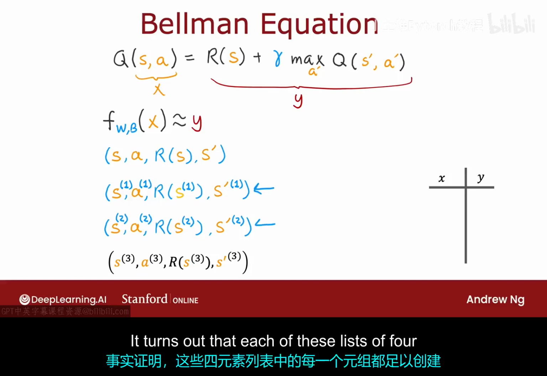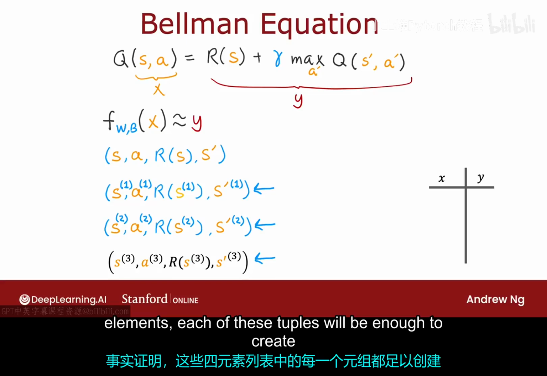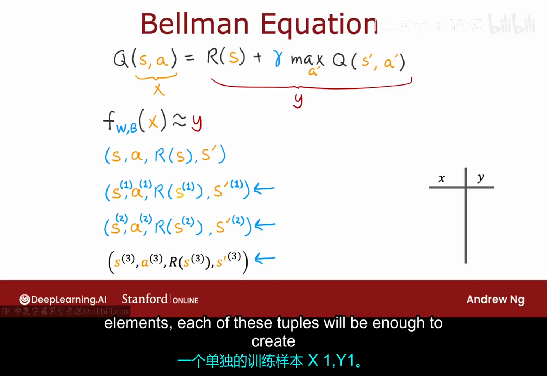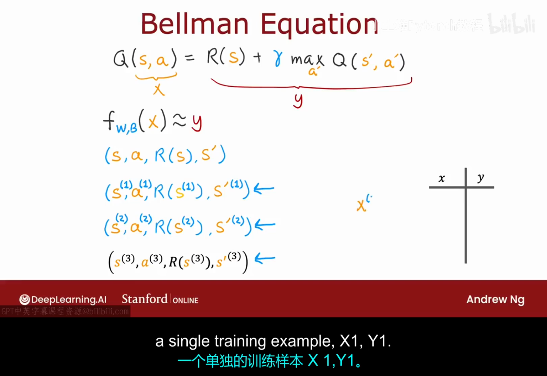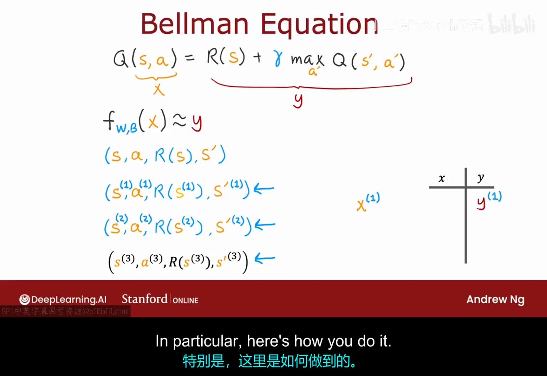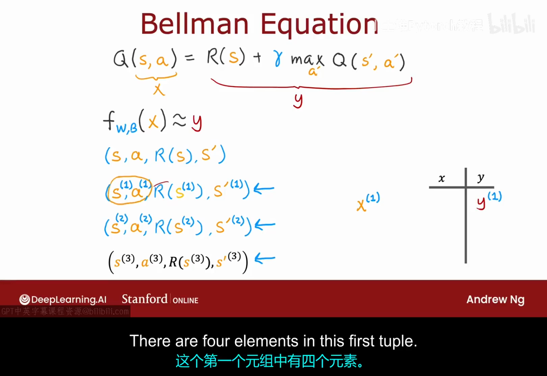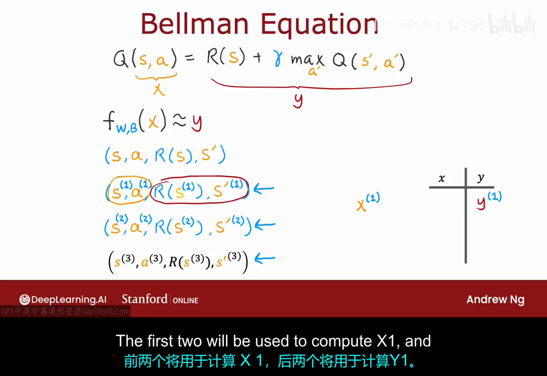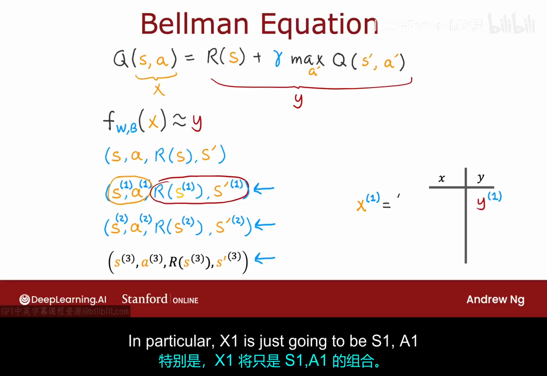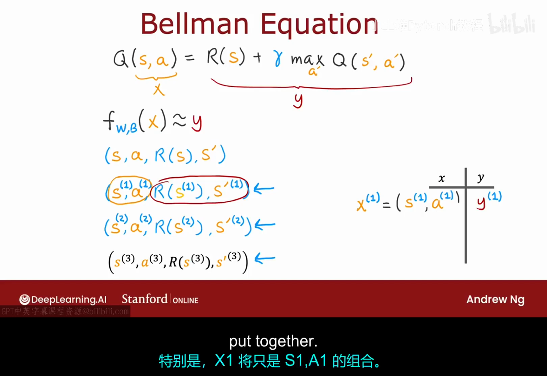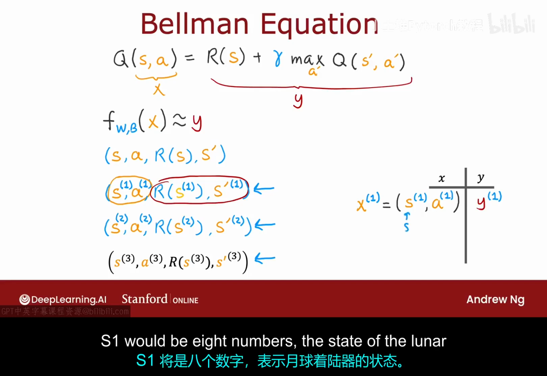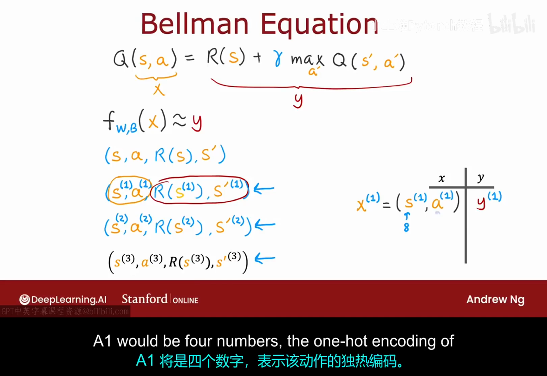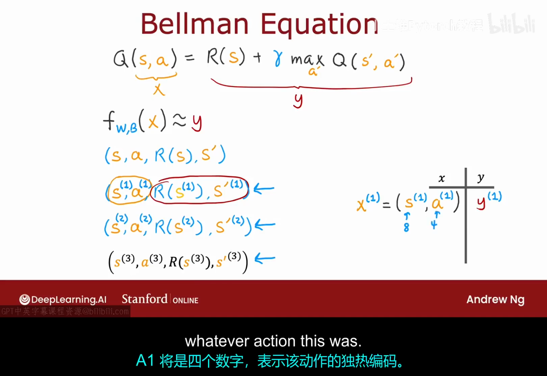It turns out that each of these lists of 4 elements, each of these tuples, will be enough to create a single training example, X1, Y1. In particular, here's how you do it. There are 4 elements in this first tuple. The first 2 will be used to compute X1, and the second 2 will be used to compute Y1. In particular, X1 is just going to be S1, A1 put together. S1 would be 8 numbers, the state of the lunar lander. A1 would be 4 numbers, the one-hot encoding of whatever action this was.